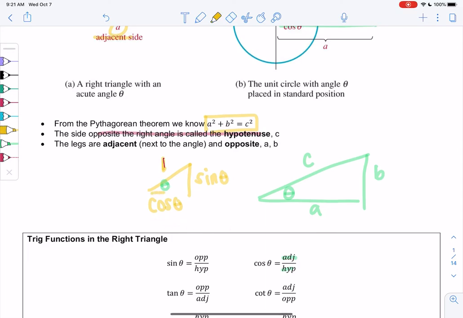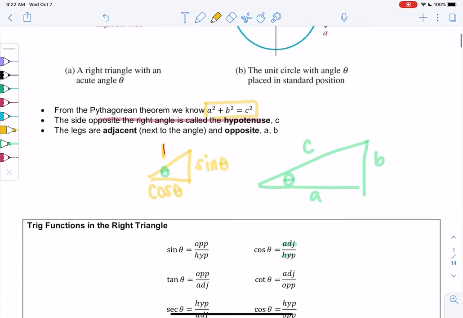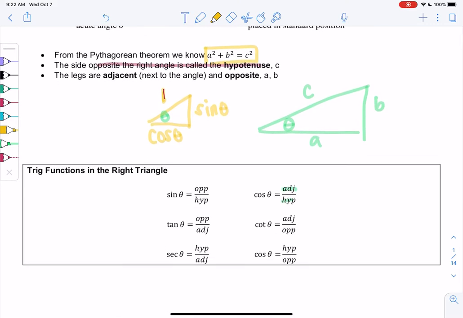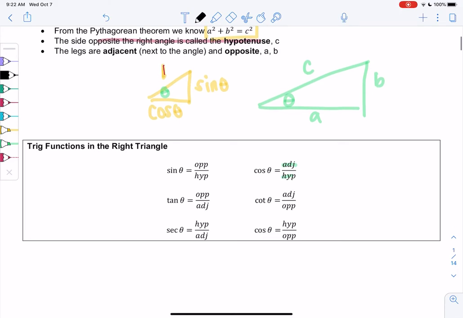So this is where SOHCAHTOA comes from. So sine is opposite over hypotenuse, opposite over hypotenuse. That was the SOH in SOHCAHTOA. Cosine is adjacent over hypotenuse. That's the CAH in SOHCAHTOA. And then TOA was tangent is opposite over adjacent.